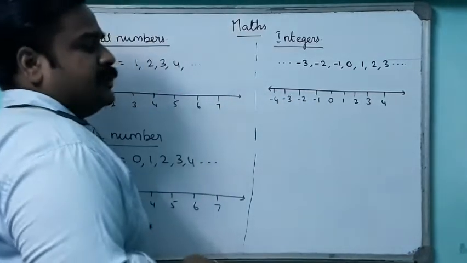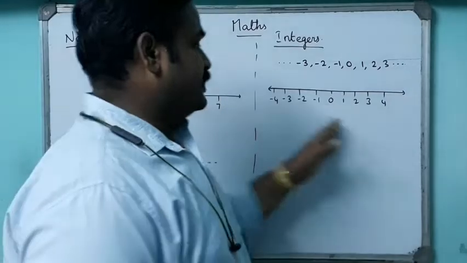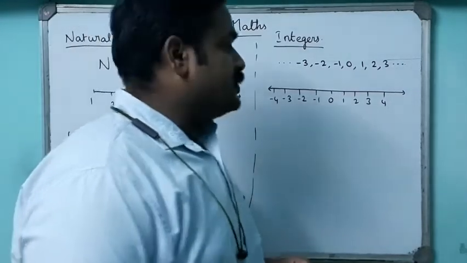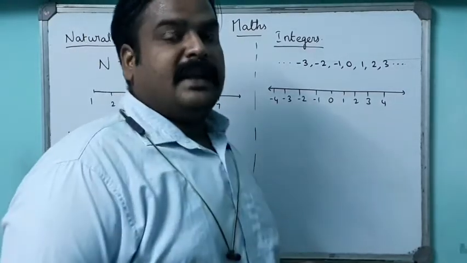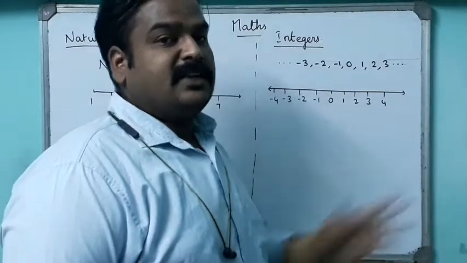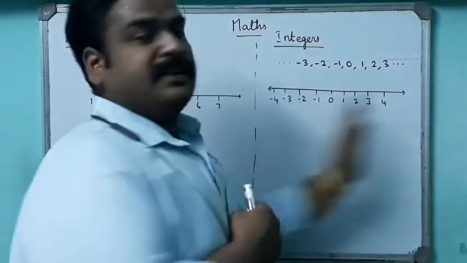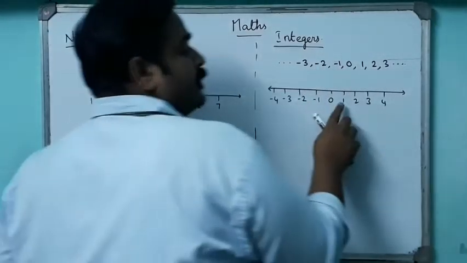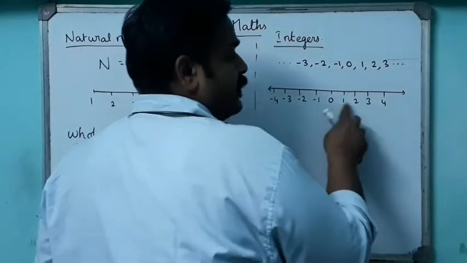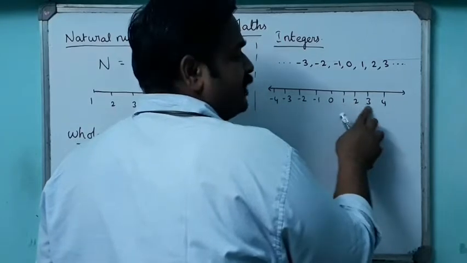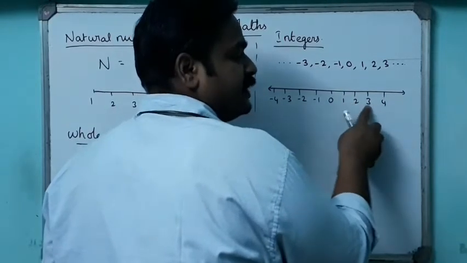I have arranged the positive numbers on the right-hand side and the negative numbers on the left-hand side. As you know very well, in the number line the numbers are arranged in ascending order. Isn't it? Not in descending order, it is arranged in ascending order from left to right. In the sense, you know that 1 is definitely greater than 0, and 2 is greater than 1, and 3 is greater than 2, and 4 is greater than 3.